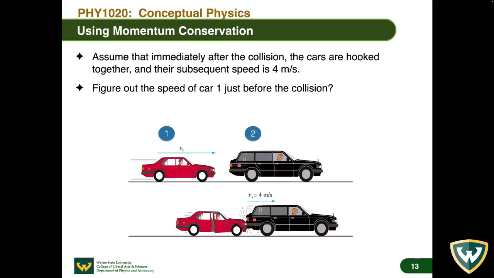So the question we ask ourselves is, what was car number 1's speed before the collision? This is a situation that happens all the time. A person might be distracted, a person might be driving too fast, and they don't see that the car in front of them is stopped at a red light, for instance, and then boom, they smash into the car. Such things can happen, and in fact do happen quite often. So how do we proceed to calculate the velocity of the red car just before the collision?